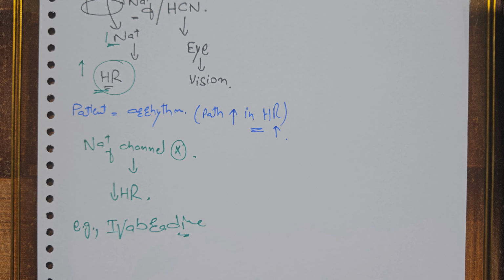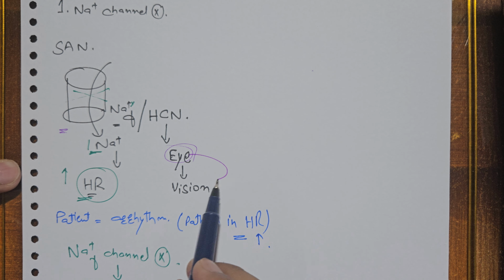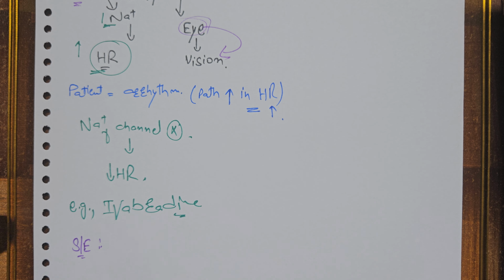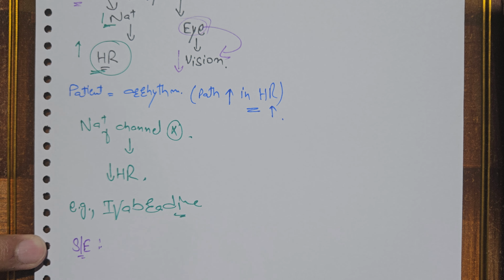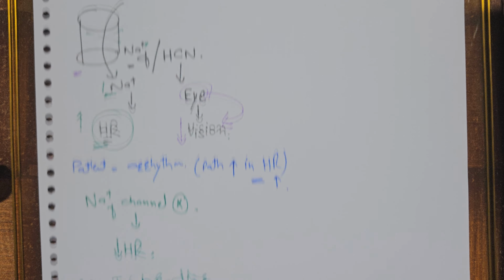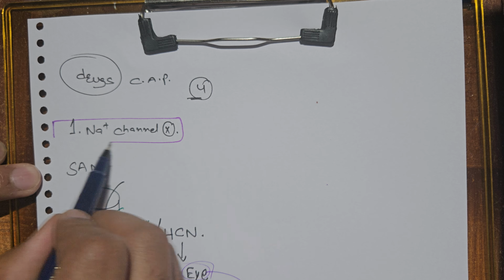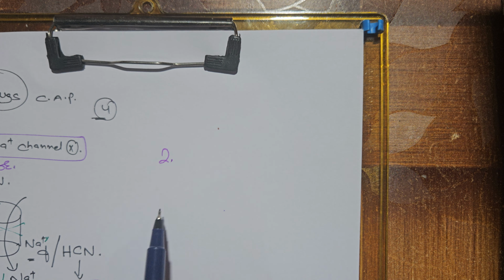But this drug has a side effect. What is the side effect of this drug? We know that these channels are found in the eye, and they are responsible for the vision. So if we block these channels, the vision of the patient will decrease, because we have blocked the channels which are responsible for vision, which implies visual acuity will decrease. Is that clear? This was the first type of drugs, that is sodium channel blockers, and we gave an example of a drug, ivabradine.